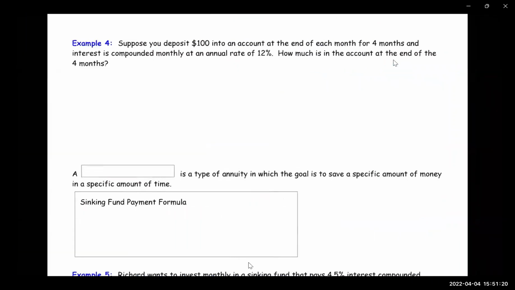Let's see what else we have here. Let's try this one. P is 100, at the end of each month. This one's a little complicated. Every month, so R is 12%, 0.12. N is also going to be 12 because it says here compounded monthly.